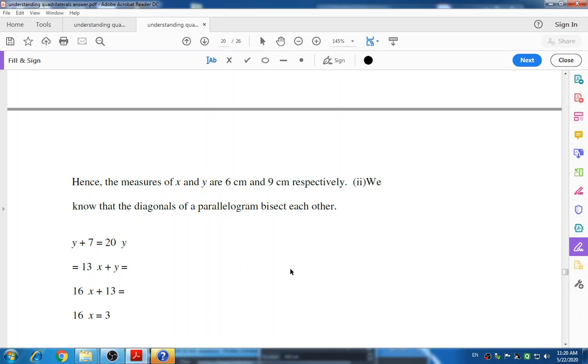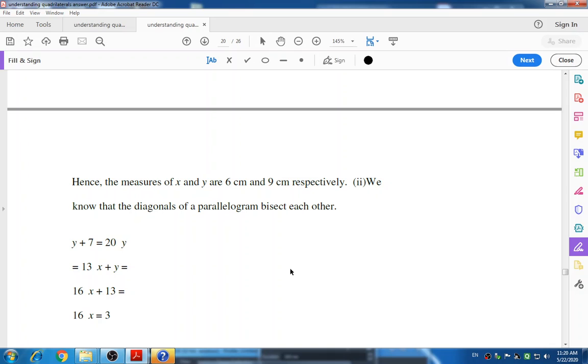So here is question number 9. In the above figure, both RISK and CLUE are parallelograms. Find the value of x. Look at here, RISK. This is 120. That means this I is also 120.